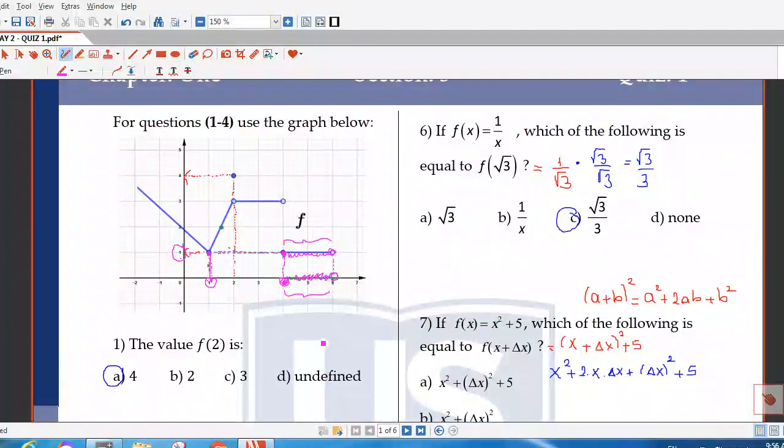Question 6, function is given 1 over x and the question is find the f of root of 3. The logic is the same. Root of 3 is going to be replaced instead of x, so we are going to get 1 over root of 3. But we couldn't see any choice like this. The next operation is rationalizing the denominator, multiply both numerator and denominator by root of 3. So the product of numbers in numerator is root of 3, and in the denominator is going to be 3. Answer is C.